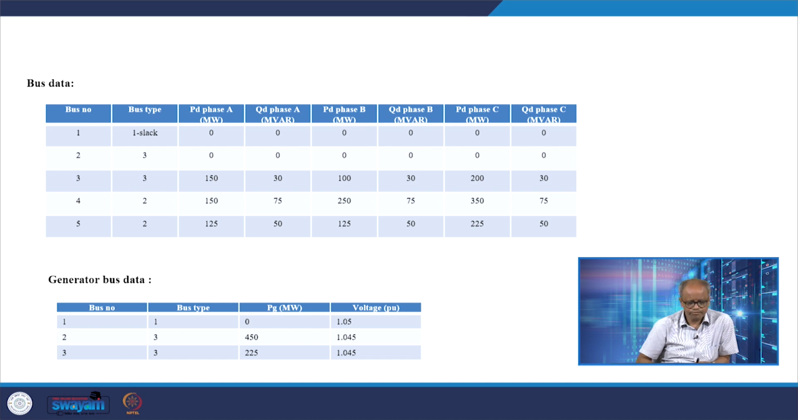75, 75. And in bus 5, the loads are 125, 125 and 225 in phase ABC respectively in megawatt, and the reactive power loads are all 50 MVAr in all the phases. So essentially this is the loading data, this is the load data. So bus data is nothing but the load data.